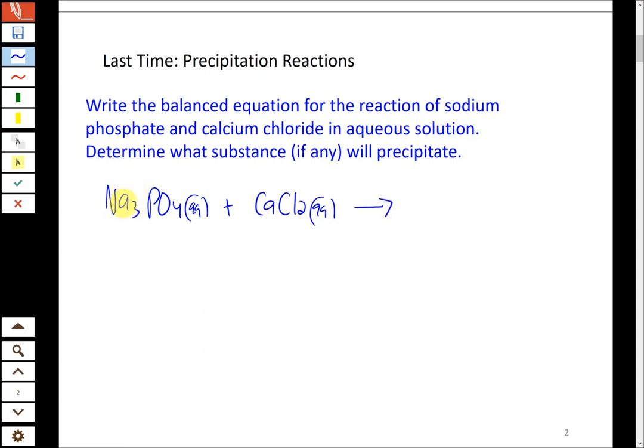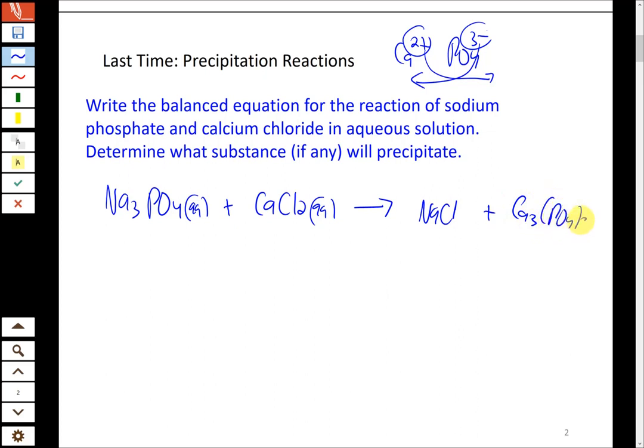So the cation from the first is sodium, which will combine with chloride to make sodium chloride. And then the cation from the second is calcium, Ca2+. This formula is going to be a little bit weird, but calcium 2+ is the cation and PO4 3- is the anion, and so when we make that compound and balance the charges, what you're going to get is Ca3(PO4)2. Okay, so those are the reactants and products.